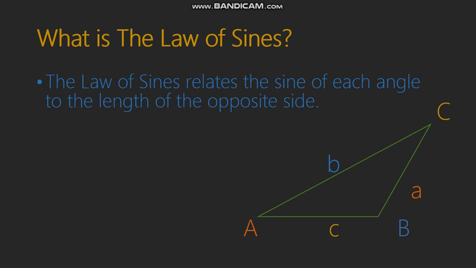Well, say you have this triangle ABC, with sides A, B, and C. Now, using the law of sines, if you are given two sides and an angle, or if you are given two angles and a side, you can find the measures of the missing angles and the lengths of the missing sides. The law of sines states that sine of angle A over side A is equivalent to sine of angle B over side B, which is equivalent to sine of angle C over side C.